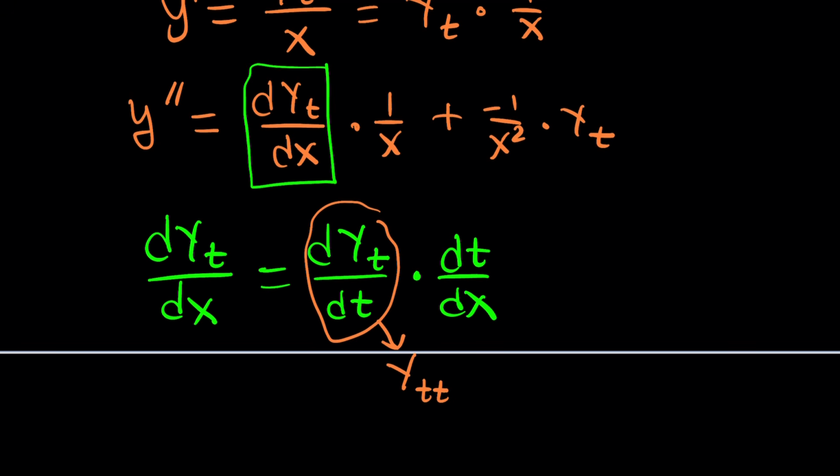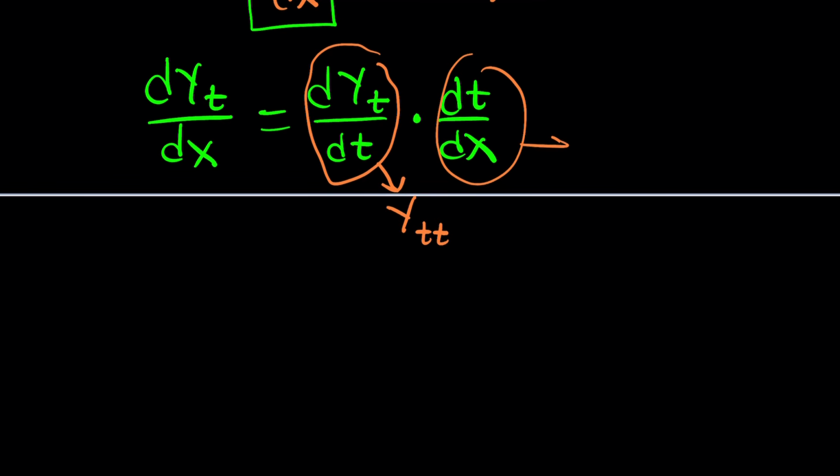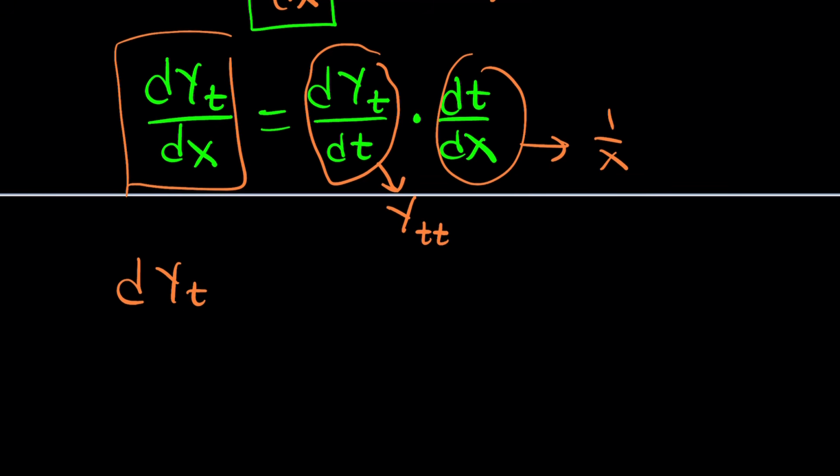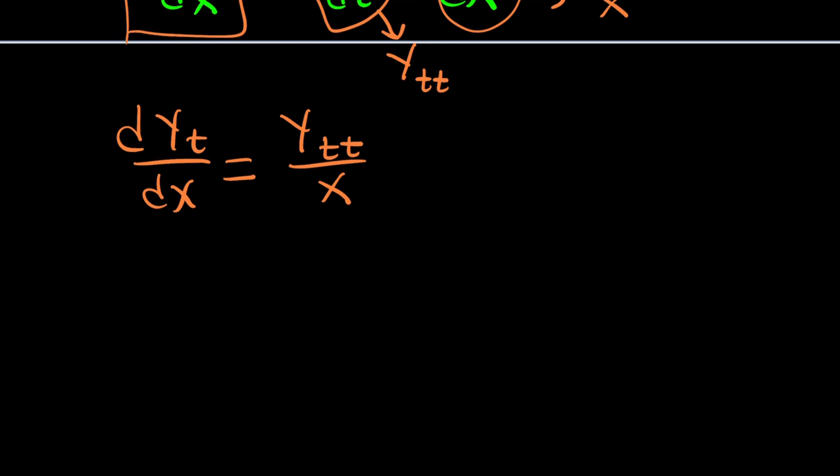Now, we do know that dt over dx is equal to 1 over x. Now, we do get a really nice equation from here, which is the d big Y of t over dx equals big Y of tt divided by x. Awesome. Let's see where this takes us.